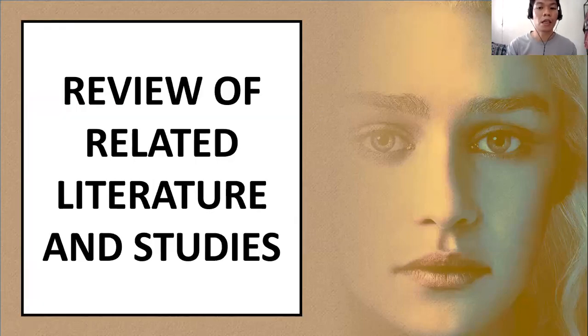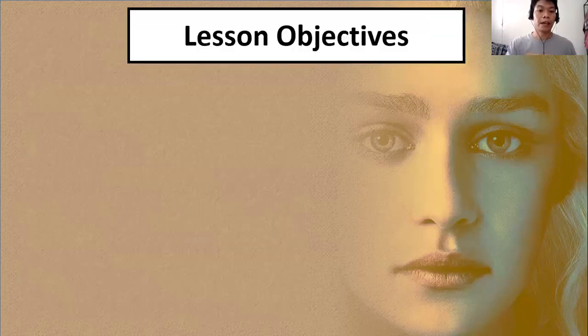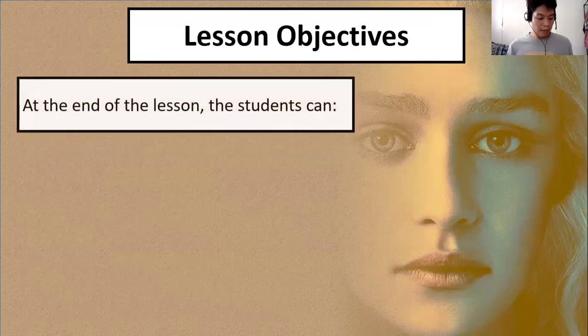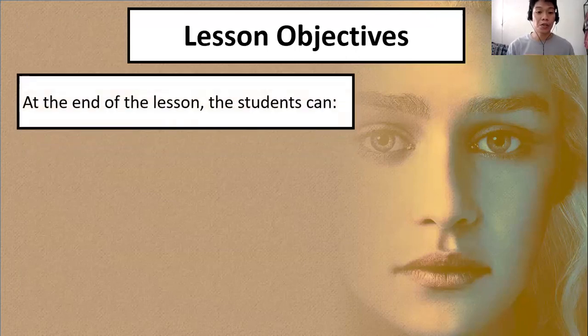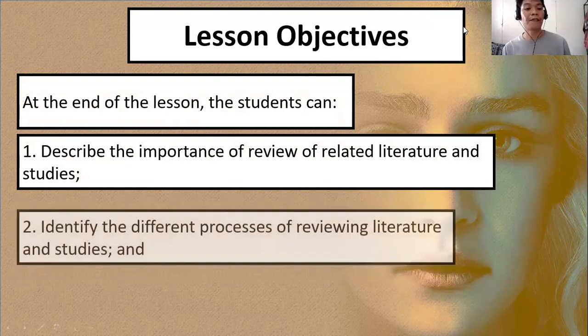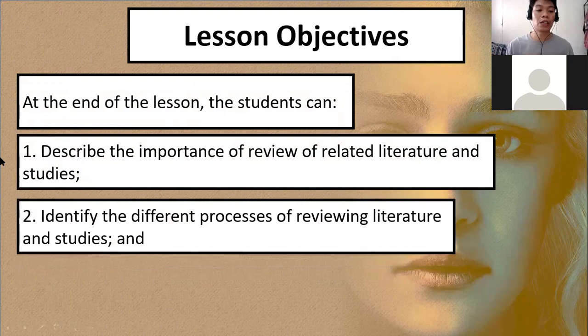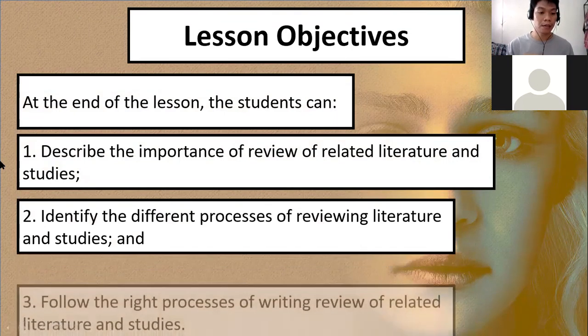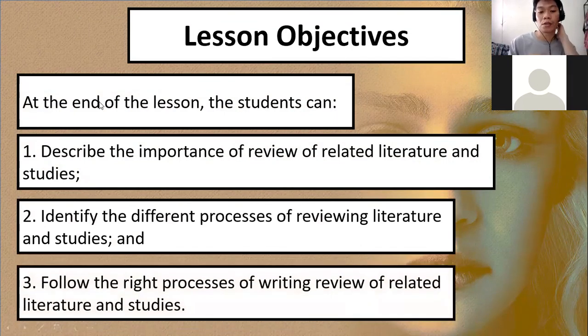So this is the topic that we're going to discuss for this meeting, which is the review of related literature and studies. Right, lesson objectives. At the end of the lesson, the students can describe the importance of review of related literature and studies, identify the different processes of reviewing literature and studies, and follow the right processes of writing review of related literature and studies.